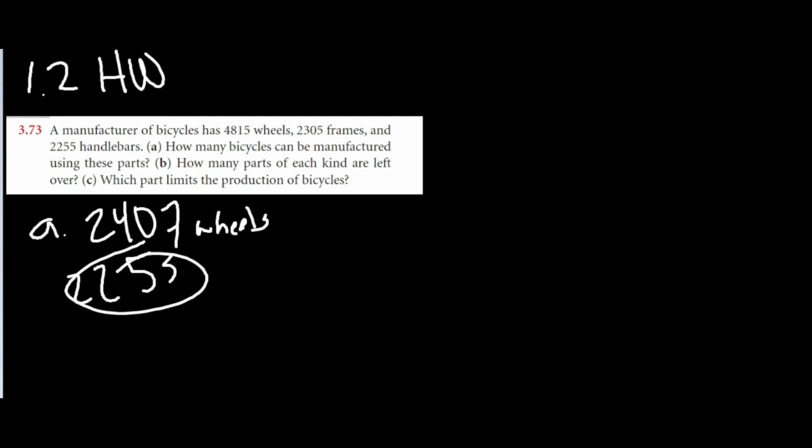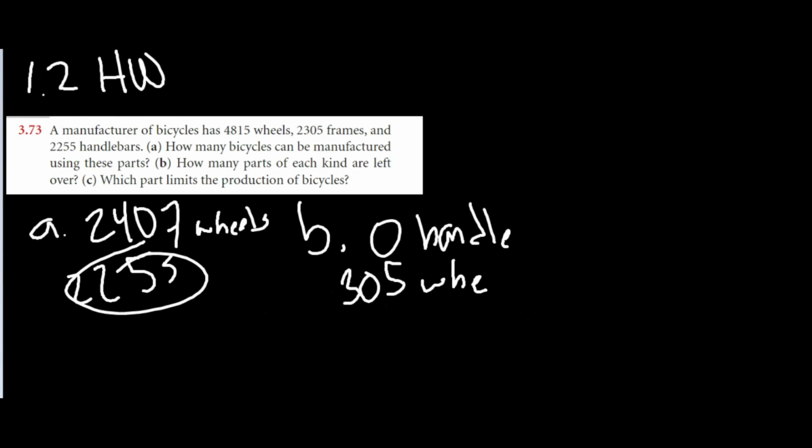Anyway, part B. How many parts of each kind are left over? All this is asking is just subtracting. So you'll have 0 handlebars left, because that's limiting. You will have 305 wheels. And this is all through subtraction, by the way. And you will have 50 frames.